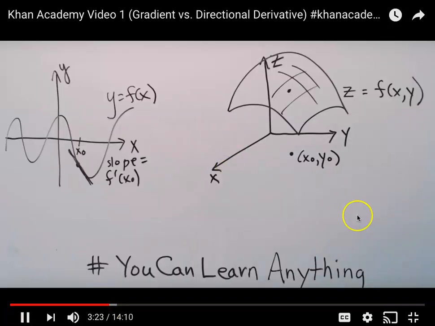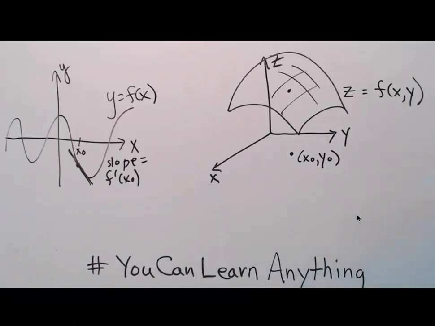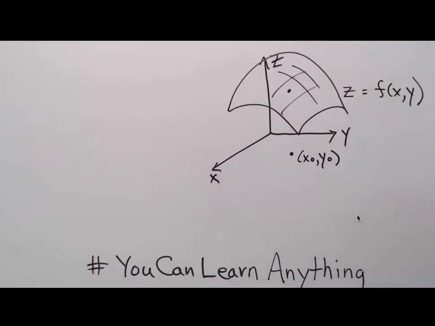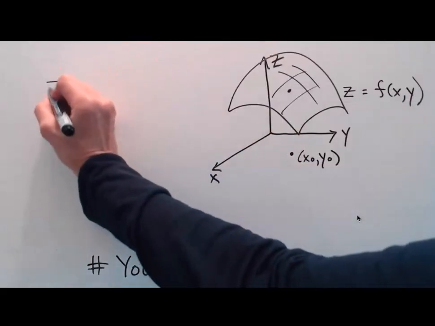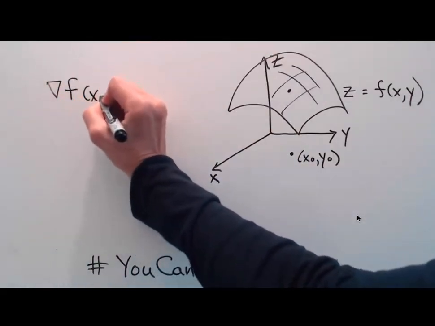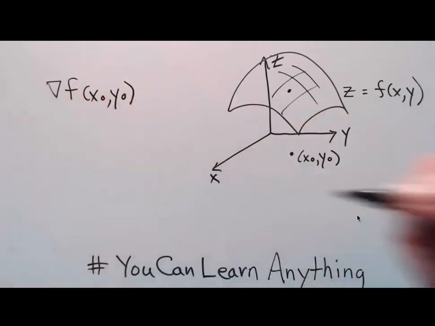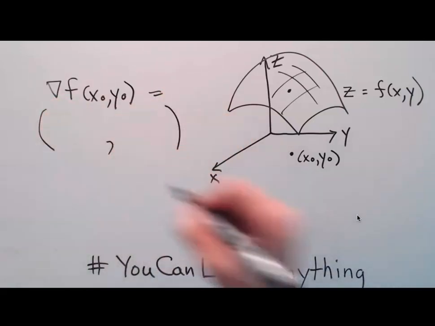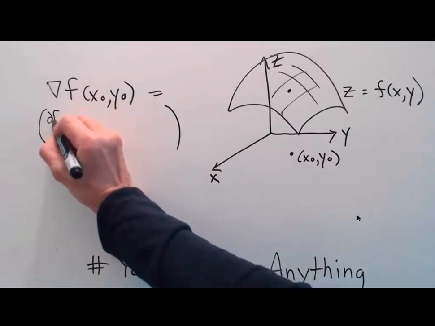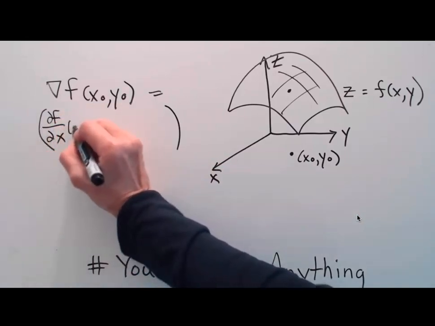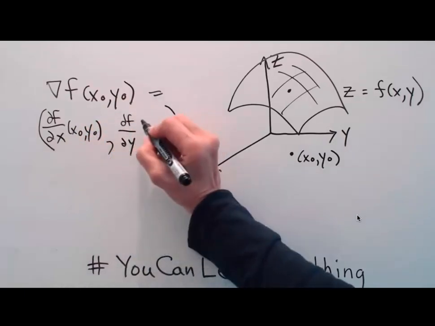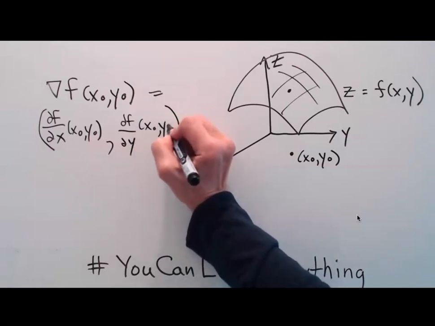It has 2 dimensions. Now, I can immediately define our first major player in this saga. I can tell you what the gradient is. This is the symbol for the gradient at the point x naught, y naught. It's a vector, a 2-dimensional vector, and its components are the partial derivatives at the point: the partial of f with respect to x, and the partial of f with respect to y.